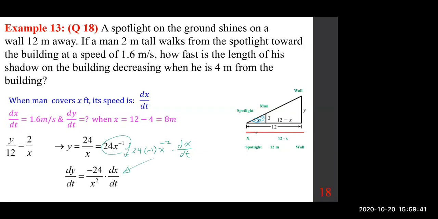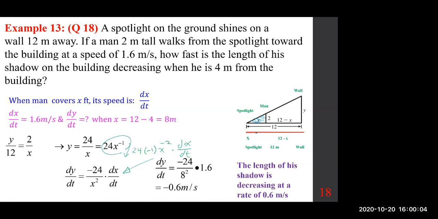So now you have everything to plug in, remember? We said x is 8 feet, so you plug it in. And I'm hoping everybody can simplify. We don't have any problem with that. So what does it mean? The length of his shadow is decreasing, because it's negative, at a rate of 0.6 meters per second. Again, we used similar figures. Pretty straightforward.